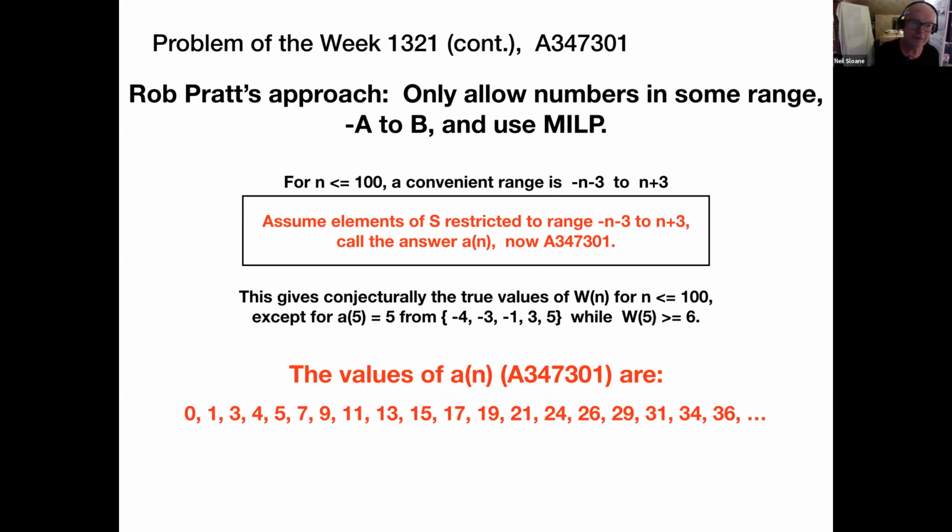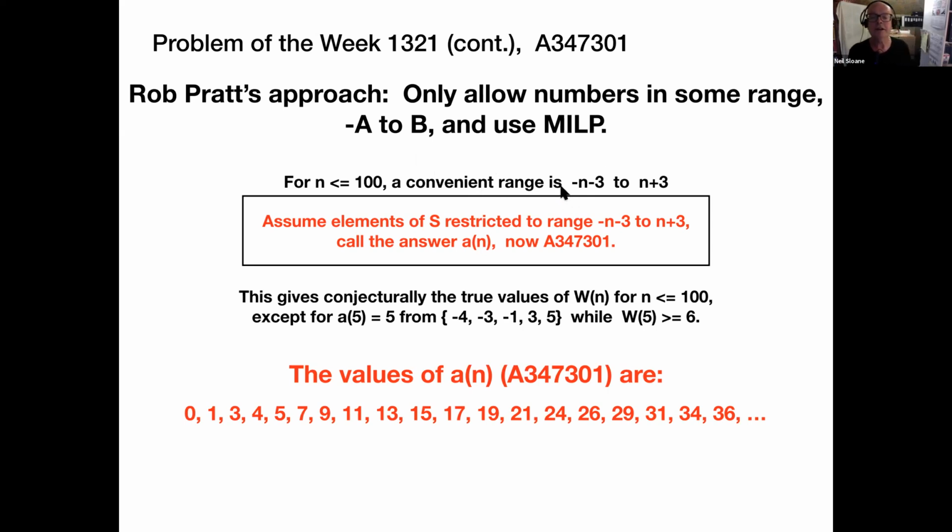I wrote to Rob and said, how on earth did you solve this? And he said, actually, I didn't solve it. All I did was use mixed integer linear programming, making some assumptions about the range of these numbers. And he picked the range. He said, let's restrict ourselves to a set S where we've got n numbers in the range minus n plus 3 to plus n plus 3. That's a pretty good range.